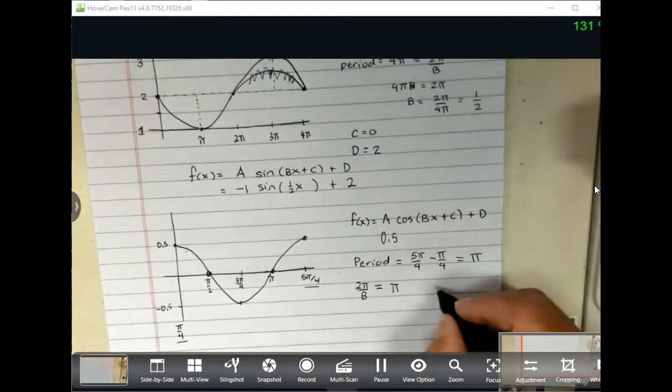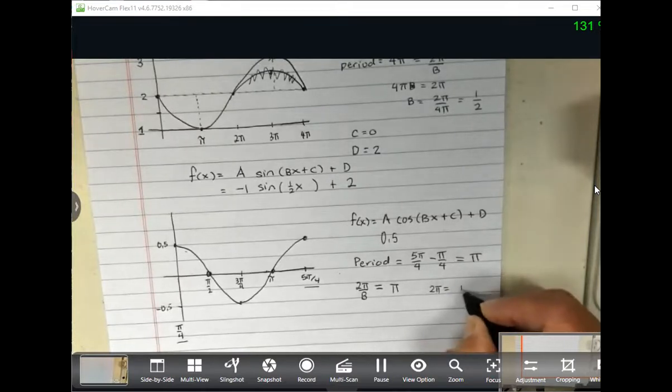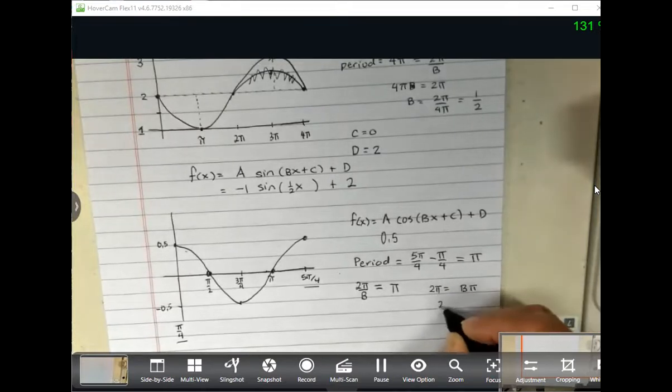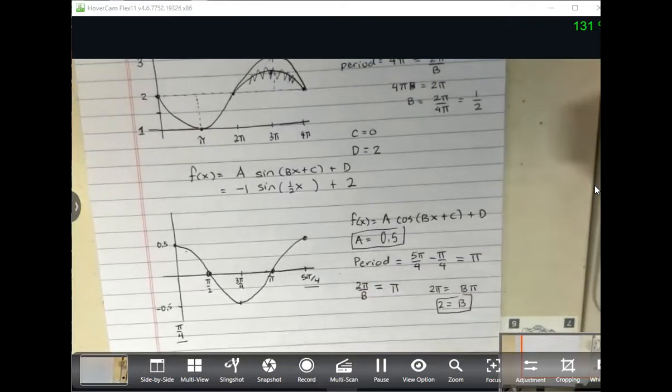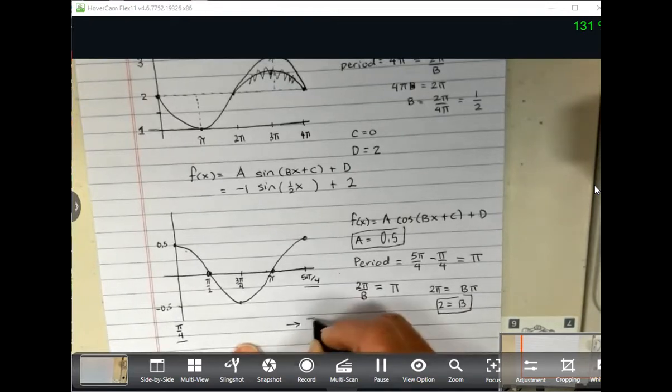So if I multiply both sides by b, I get 2 pi is equal to b pi, so b has to be 2. Okay, so a is 0.5, b is 2. There is a phase shift because normally our sine and cosine curves start at 0. This one starts at pi over 4, so this has been moved pi over 4 to the right.